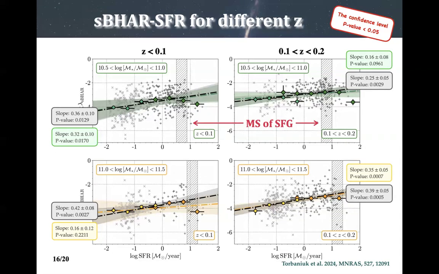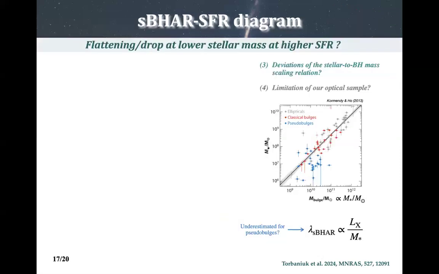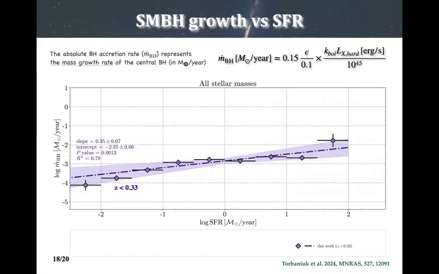But again, it should not be taken as a prominent result. It's not a physical reason. We also decided to avoid the uncertainties of the stellar mass to black hole mass ratio, which we are using in our black hole accretion rate conversion, and we calculated a mass-independent parameter, which is the absolute black hole accretion rate. And here we still see a significant increase for quiescent galaxies, but then we have the flattening for star-forming galaxies.